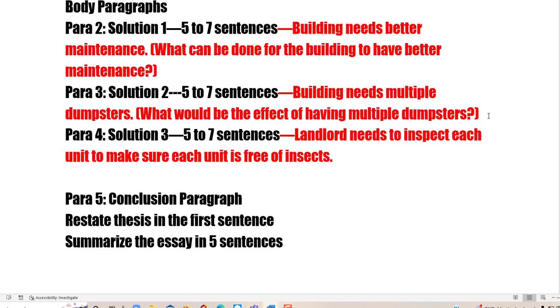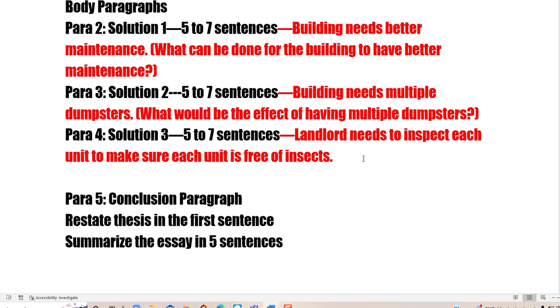Then you're going to write, well, the effect of having multiple dumpsters would be that everybody would not be pouring all of their garbage down one garbage chute, creating a huge health hazard. And of course, bugs are attracted to dirt and clutter, and therefore the bigger the clutter you have, the more bugs you get. So if you have multiple dumpsters, then you have smaller amounts of garbage in each dumpster, resulting in a cleaner garbage room and fewer bugs, because bugs like the dirt and the clutter.